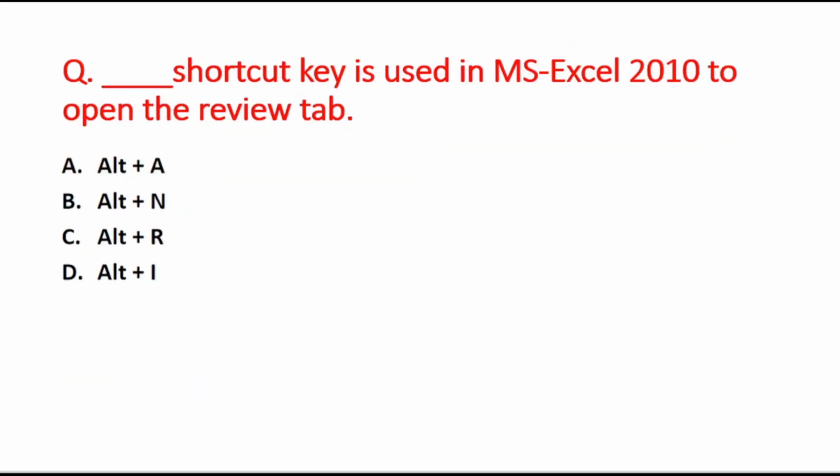Next is, blank shortcut key is used in MS Excel 2010 to open the review tab. We saw in the previous question which options we get inside the review tab. Now if you want to go to the review tab, which shortcut key is used? A option is Alt plus A, B option is Alt plus N, C option is Alt plus R, and D option is Alt plus I. So very easy, review tab, R for review means Alt plus R. So option C is the right answer.